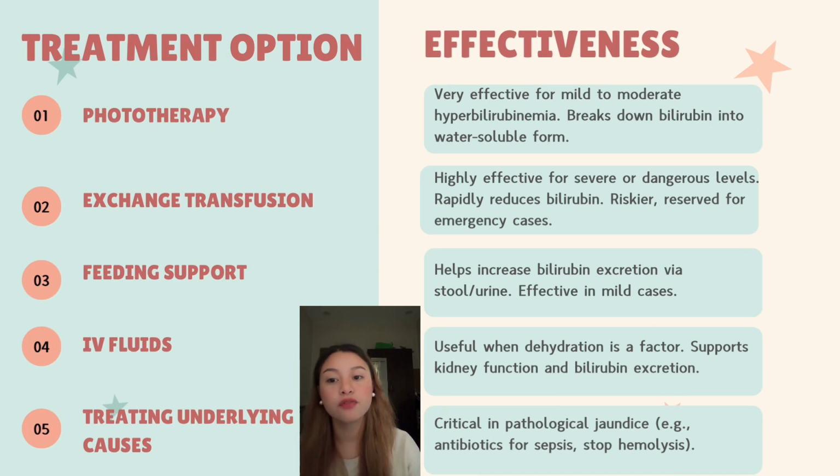The next is feeding support. It helps increase bilirubin excretion via stool or urine, and it's effective in mild cases. Fourth is IV fluids. IV fluids are useful when dehydration is a factor. It supports kidney function and bilirubin excretion. Then lastly is treating underlying causes, critical in pathological jaundice, such as antibiotics for sepsis and stopping hemolysis.